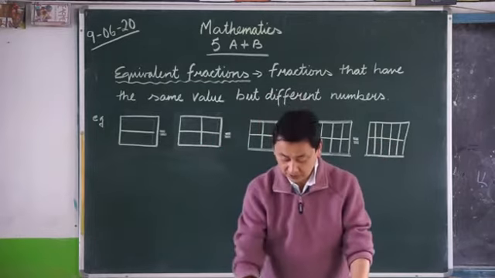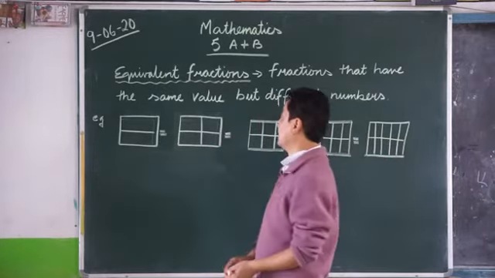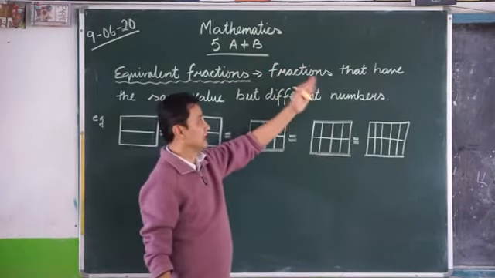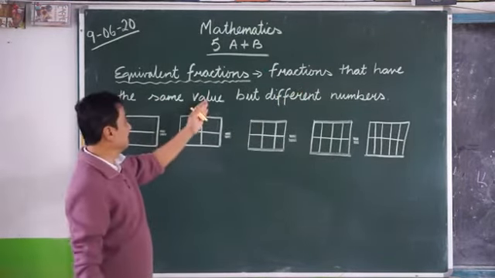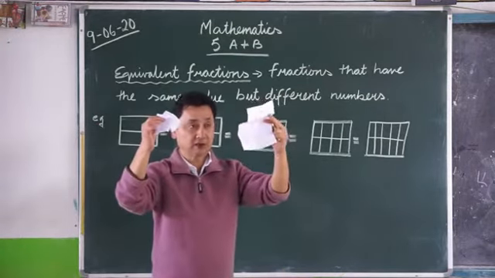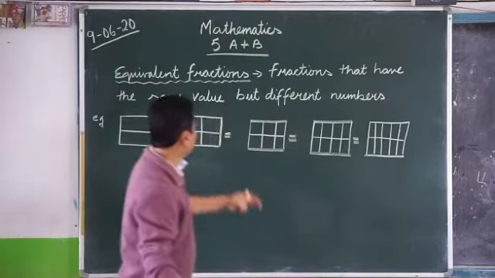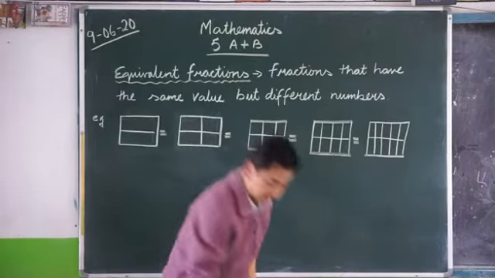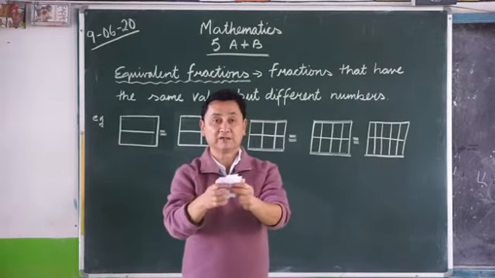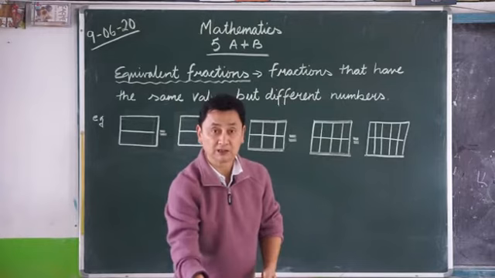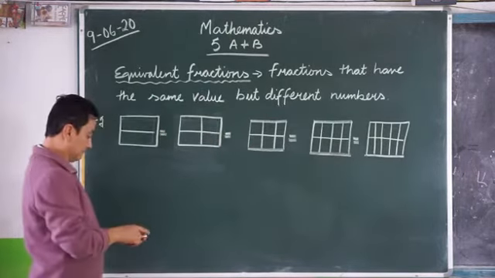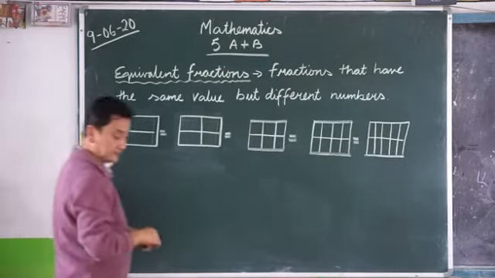So let me tell you what equivalent fractions are. Equivalent fractions are fractions that have the same value. It has the same value, but different numbers. It has the same value, but the numbers are different. It is divided into parts. So let me show you here. So let me color it.